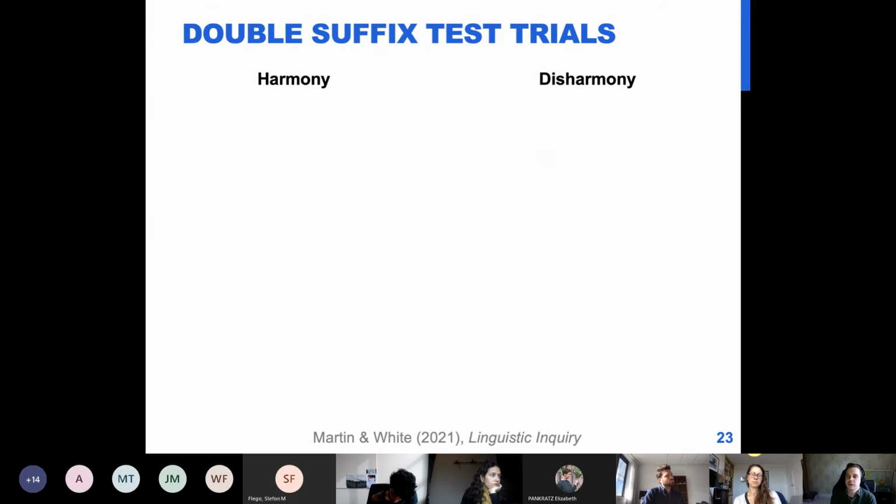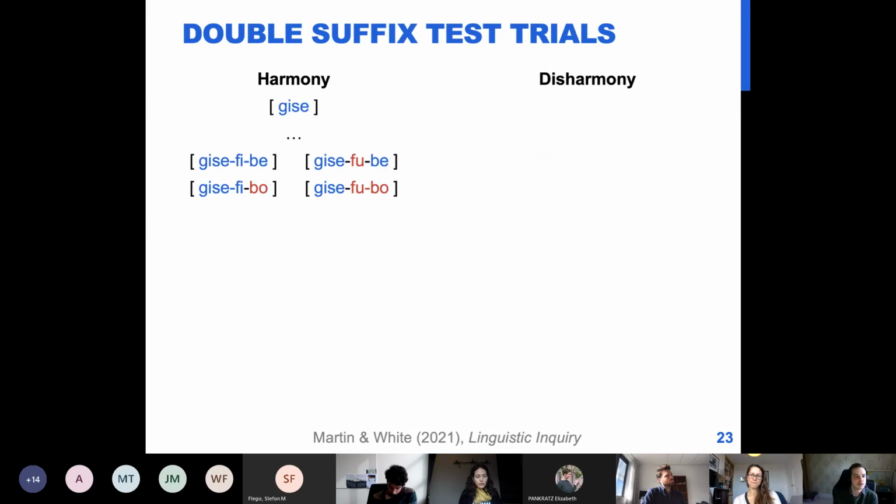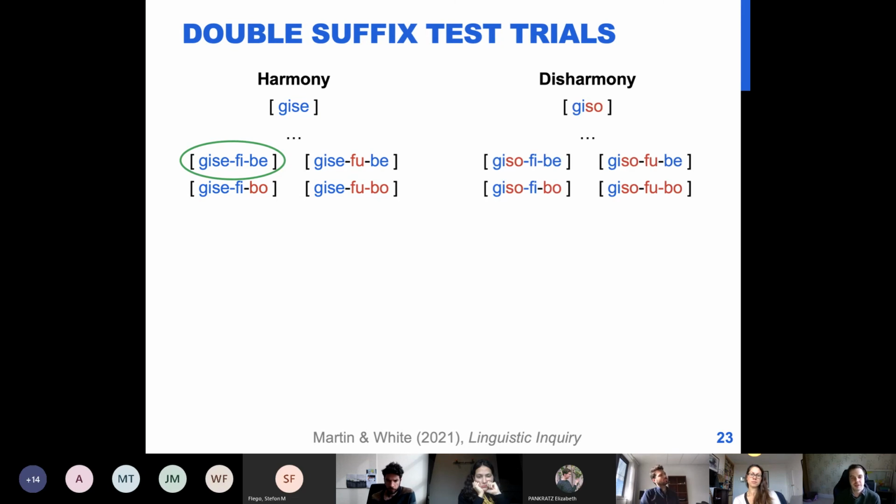But more interestingly, we can look at these double suffix test trials, the ones we really care about. So for gisei here, they had four options. So gisei-fibe, gisei-fube, gisei-fibo, or gisei-fubo. So for the harmony case, the answer consistent with the harmony pattern is where everything is harmonic, so this option. Now for disharmony, this is the interesting one. So for giso, the answer consistent with the disharmony pattern is giso-fibo, where you have this alternating front back pattern.